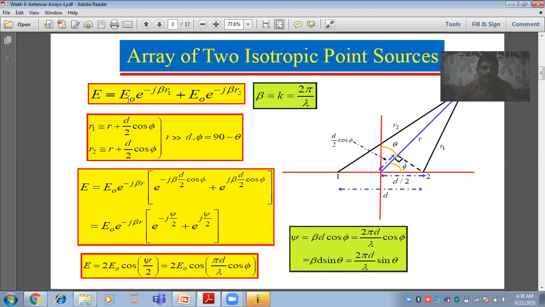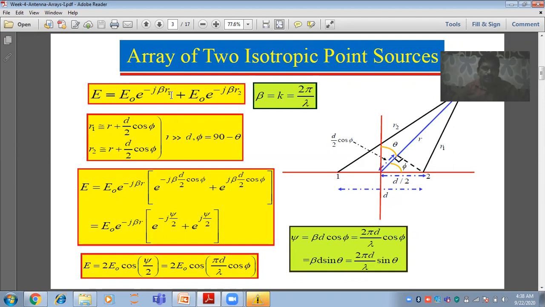And the magnitude is the same. Plus E naught, this magnitude is E naught and this is E naught. Both have the same magnitude of current, since the field is proportional to the current. So this expression will apply to our case one, that means same amplitude and same phase. When this is simplified, what are we getting here?